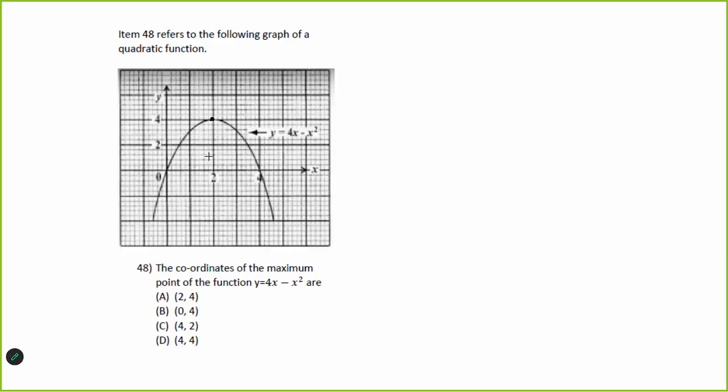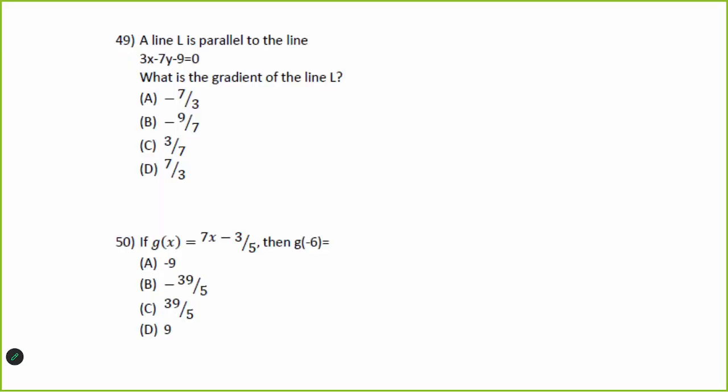Turning point here, x is 2, y is minus 4. No, x is 2, y is 4. 2, 4, A. Oh, the lines are parallel, meaning they have the same gradient. So if you find the gradient of this line, you'll know the gradient of that line.